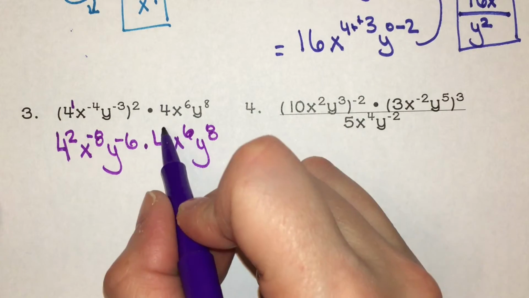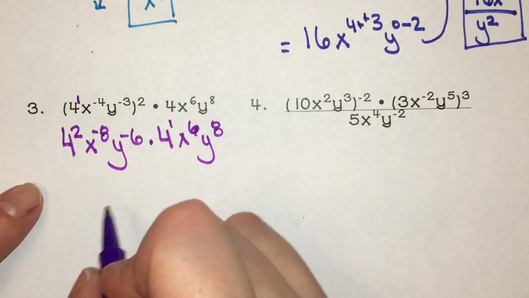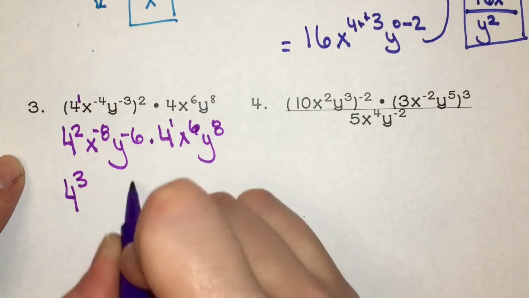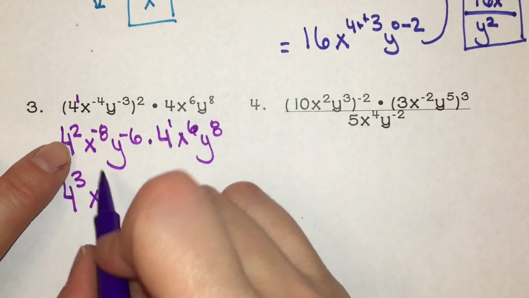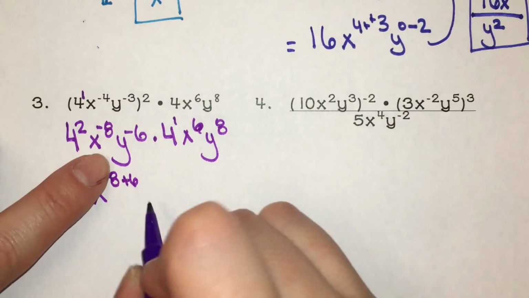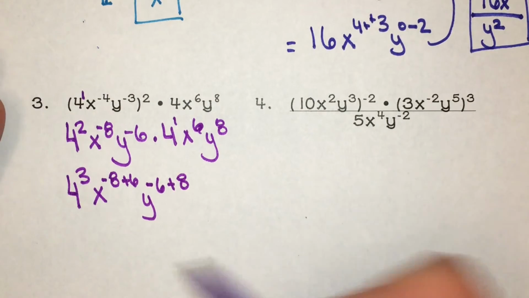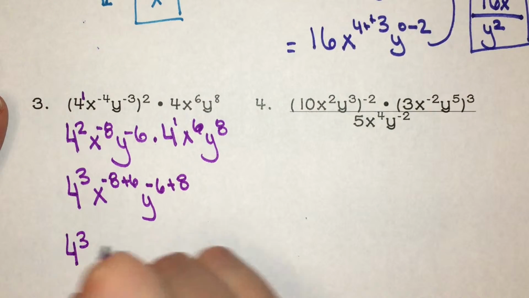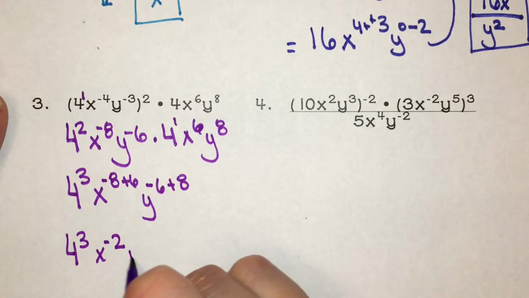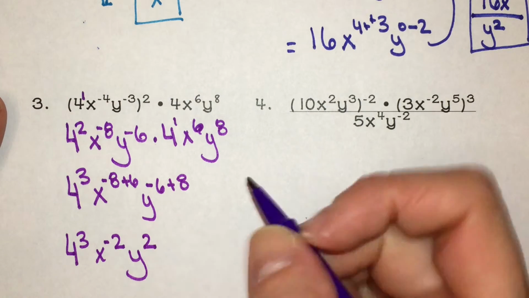All right, I'm going to raise 4 to the first, so I can multiply bases that are the same and add the exponents. 4 to the power of 3, because 2 plus 1 is 3. X to the power of, I have negative 8 plus 6. Y to the power of negative 6 plus 8. So that gives me 4 to the third, x to the negative second, negative 8 plus 6. Y to the positive second, negative 6 plus 8.